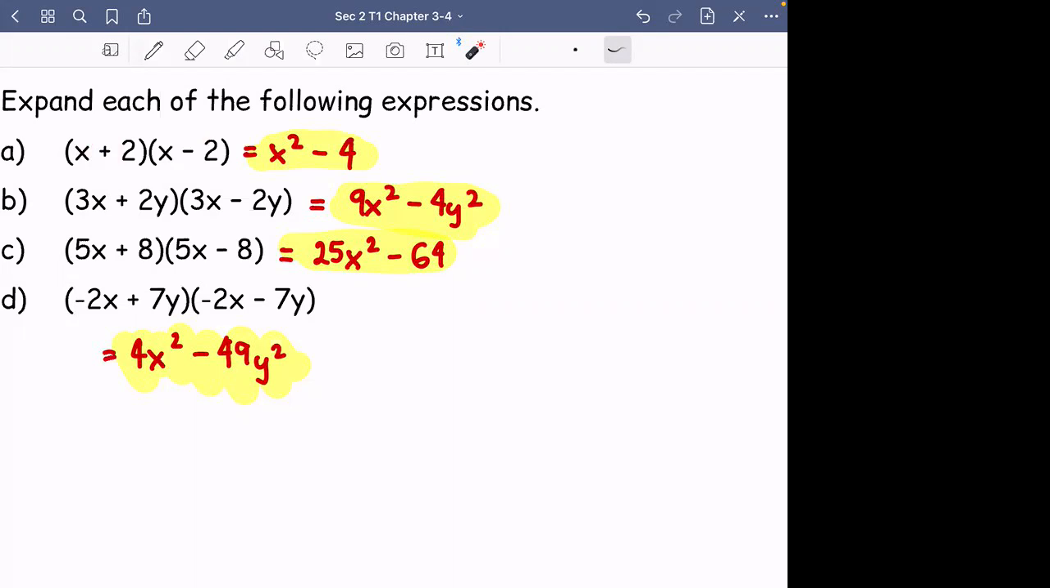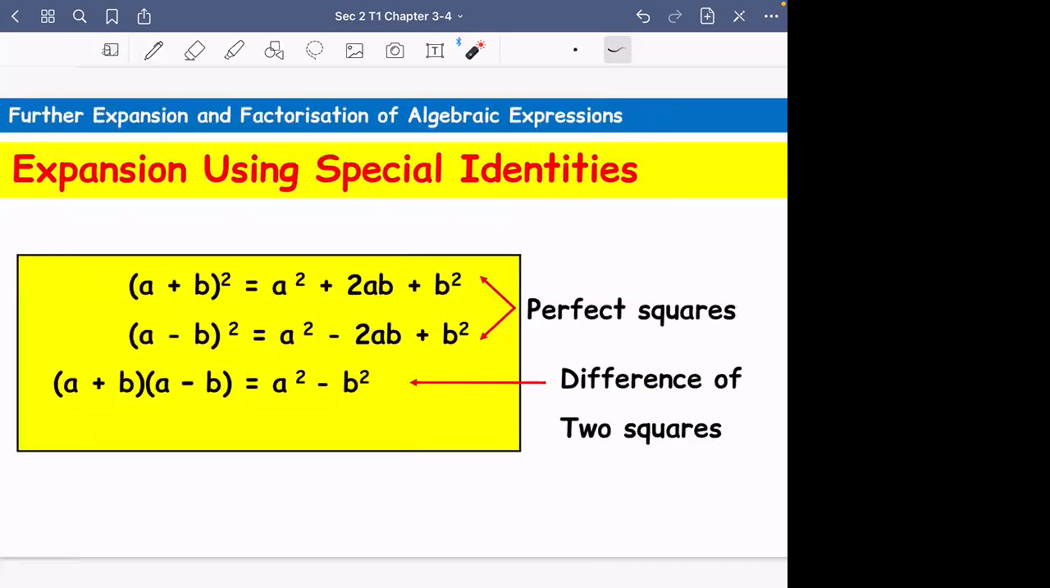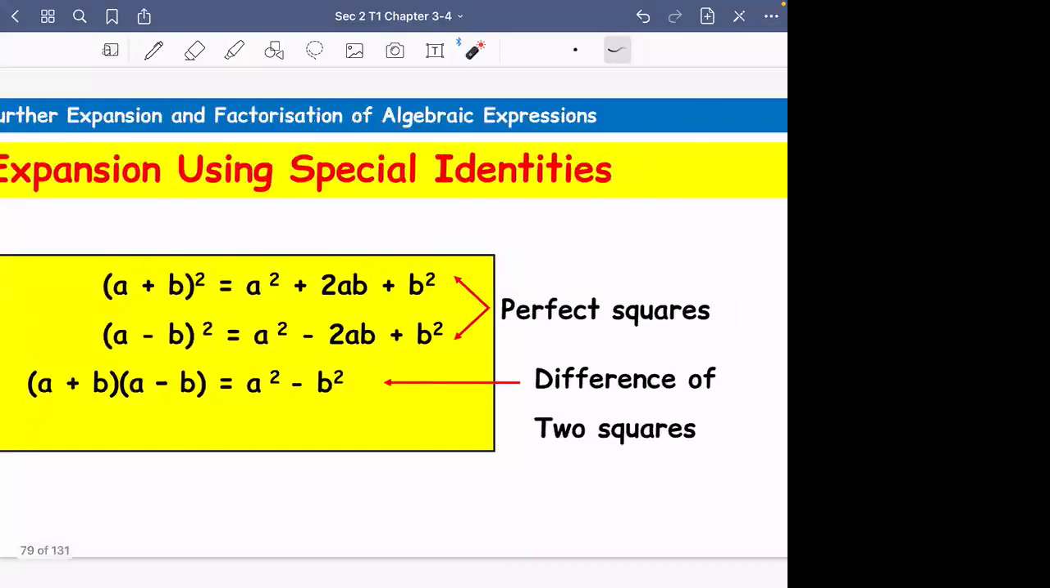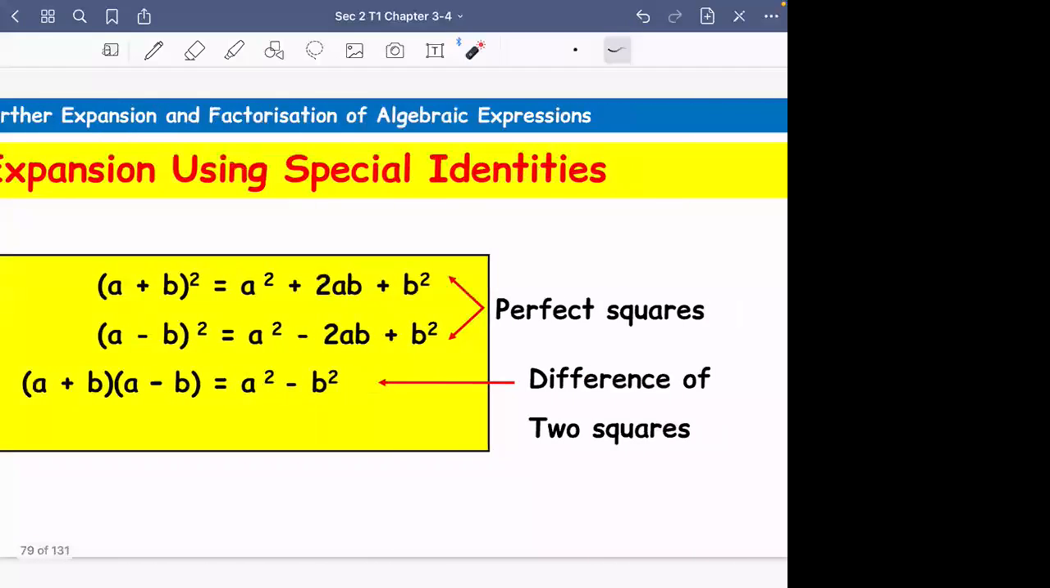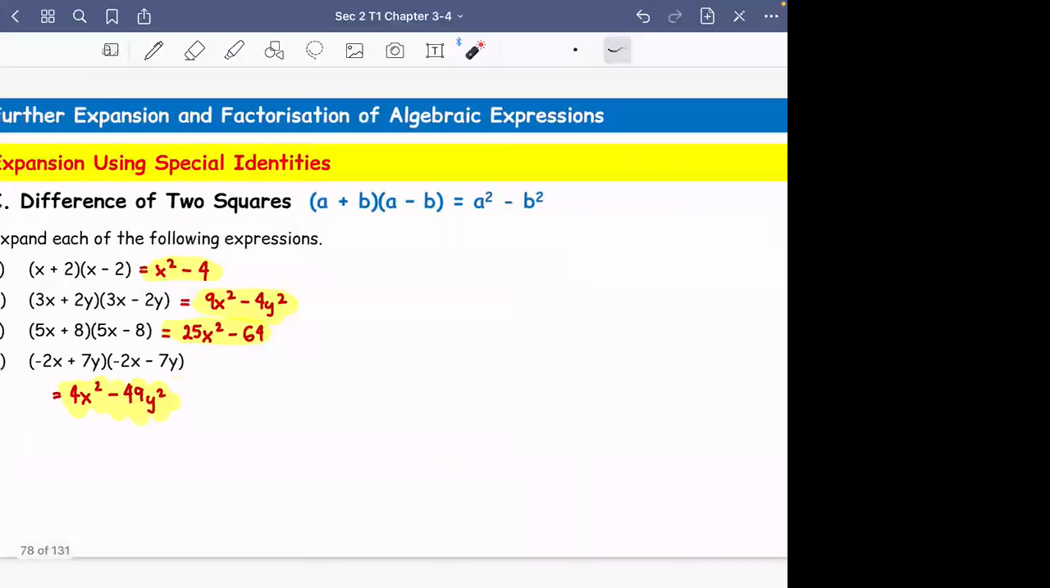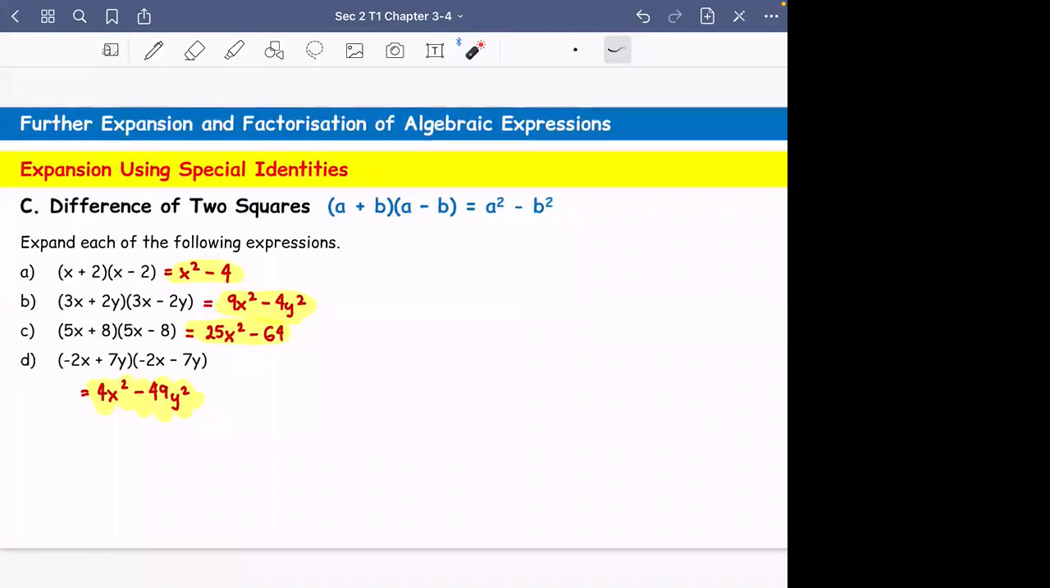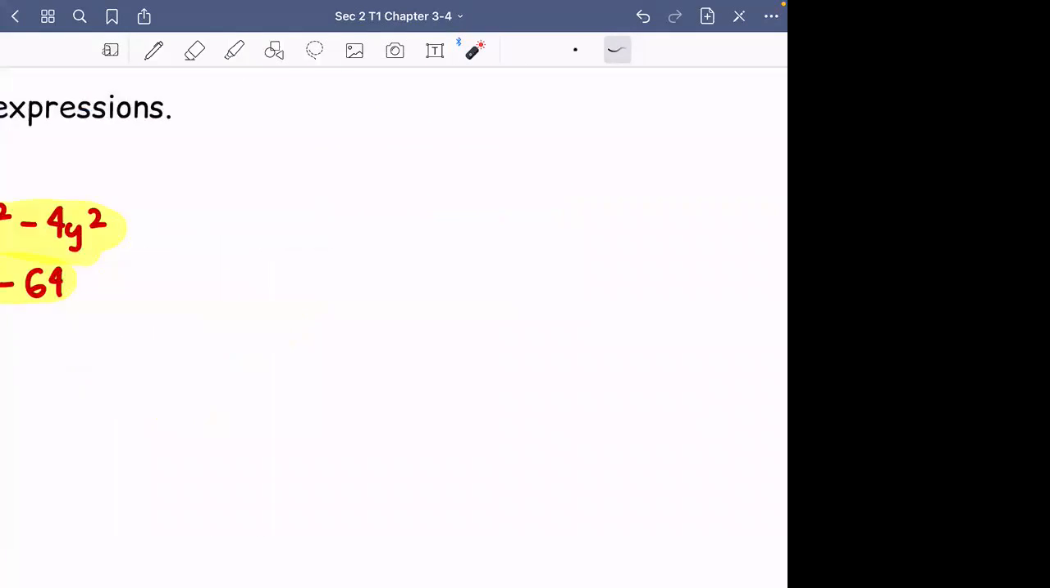Okay, so let's wrap up the special identities that we had. These were the first two that we have learned, and this one is the thing that we just learned now. Do you have any question, class, for this identity here? Okay, so I think this is easy. Okay, this is the last one for today.